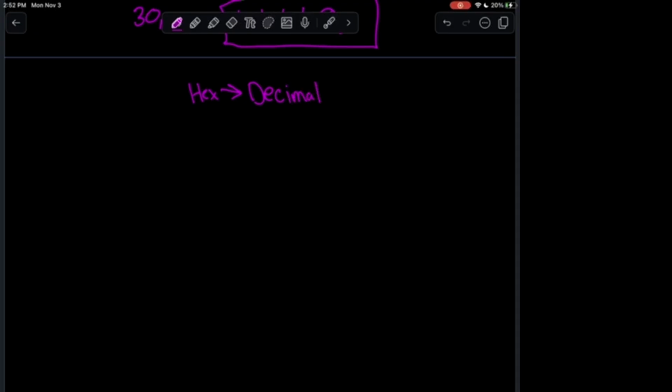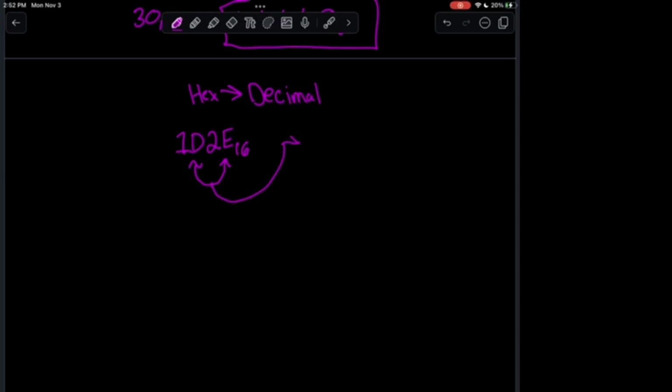Let's do this one. We'll do 1D2E. That's all to the base of 16. So the first thing I want to do is look at these two letters and convert them over to numbers. So D equals 13, and then E is going to be 14.